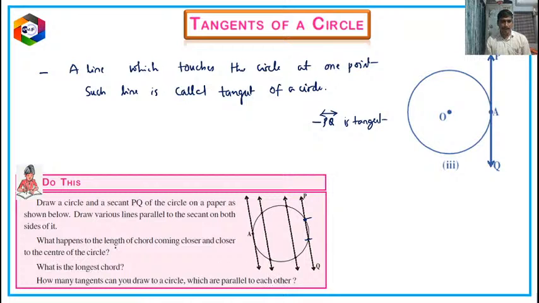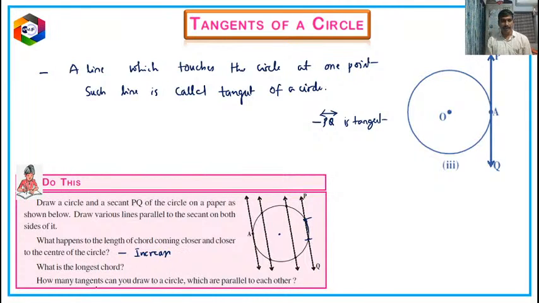Now what happens to the length of the chord coming closer to the center? This is the length of the chord. If it is coming closer to the center, the length of the chord is increasing, you can observe. Here, if it is away from the center, then it is decreasing. So as the chord comes closer to the center, its length increases.